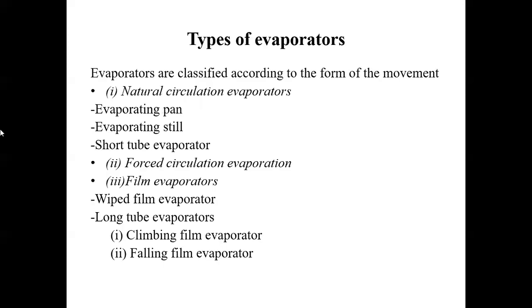Next, we will discuss types of evaporators, or classification of evaporators according to the form of movement. First one is natural circulation evaporator. Second is forced circulation evaporator. Third one is film evaporators. Natural circulation evaporators are again divided into conventional pan, evaporating still and short tube evaporators. And film evaporators are again divided into pipe film evaporator and long tube evaporators, and in long tube, two types of evaporator are included: climbing film evaporators and falling film evaporators. According to their name, one is climbing and another one is falling film evaporator.